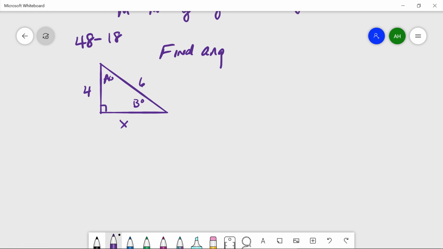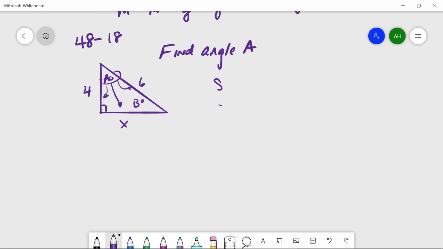Angle A. All right, so this is what we're looking for up here. As we look at this angle right here, we know that X is the opposite, 4 is the adjacent, and 6 is the hypotenuse. So think about our relationships.